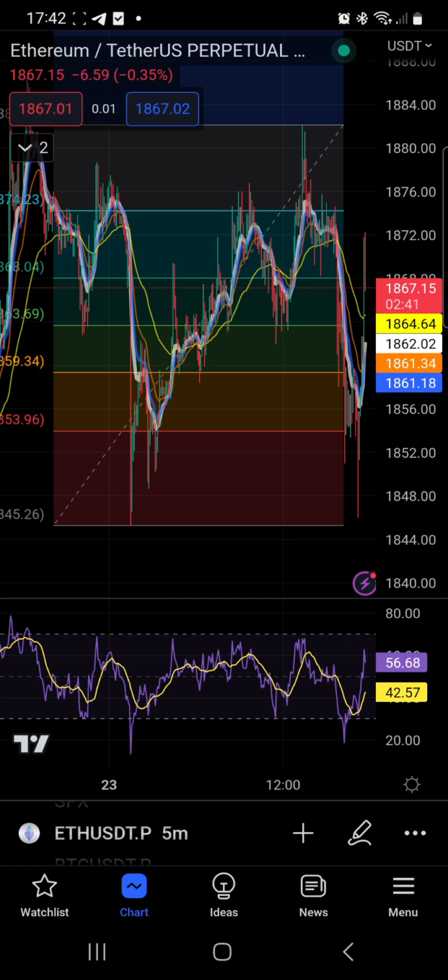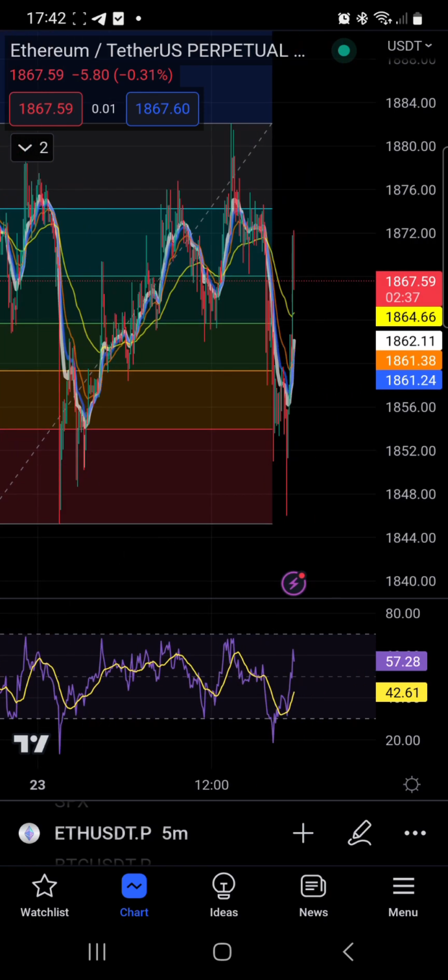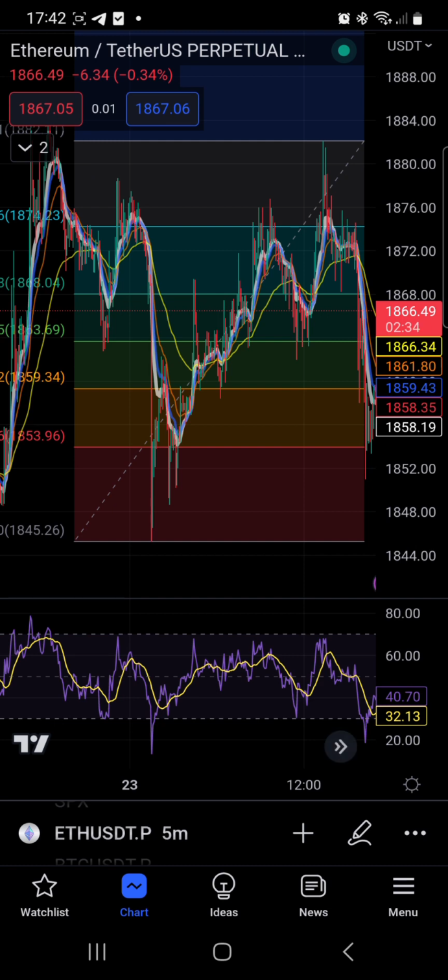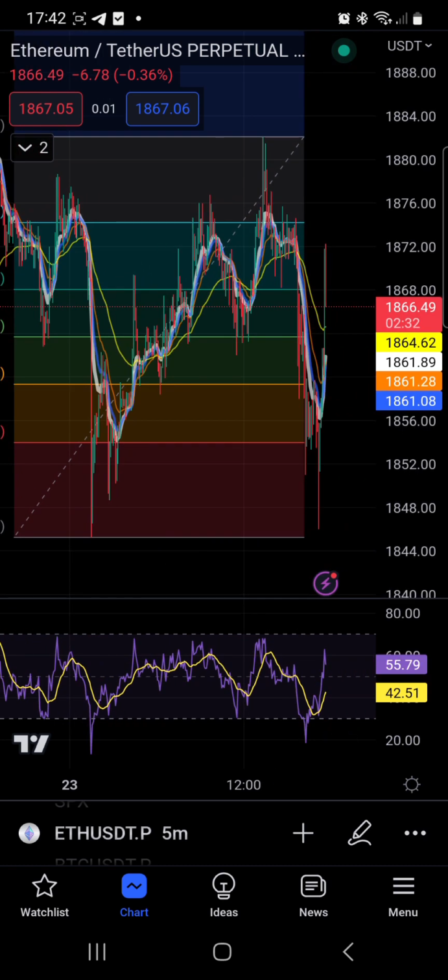Like I always use it with 3 or 4 indicators. One of the most important ones that I use is the RSI, and a few others as well. So yeah, so this is the Fibonacci indicator.